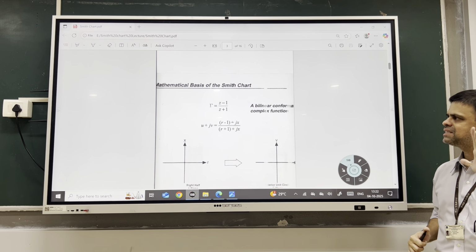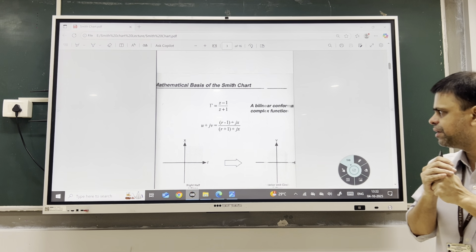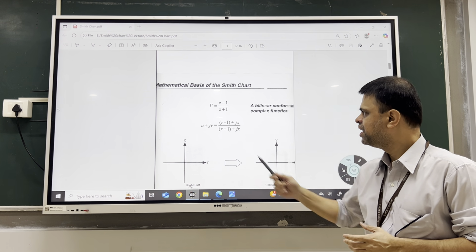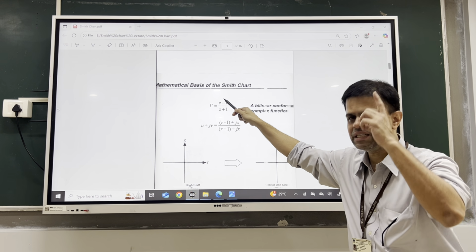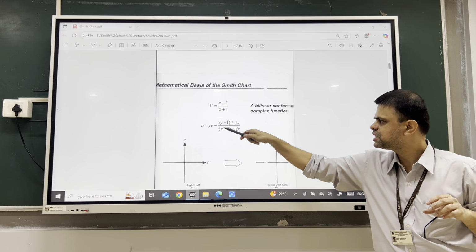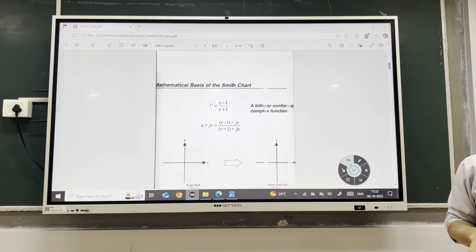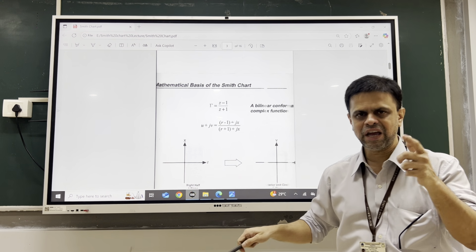Gamma is a complex number where we are plotting the reflection coefficient. So this is the equation for the reflection coefficient. I can expand this because I can put the values of Z here. As I have shown you earlier, Z is R plus or minus jX. I am just substituting that, so you get the equation for the reflection coefficient. Here U stands for gamma real, V stands for gamma imaginary.